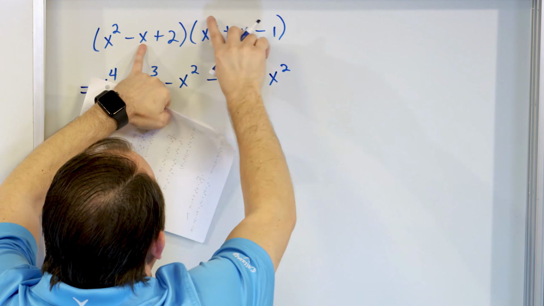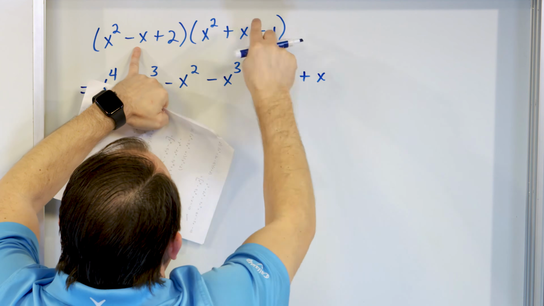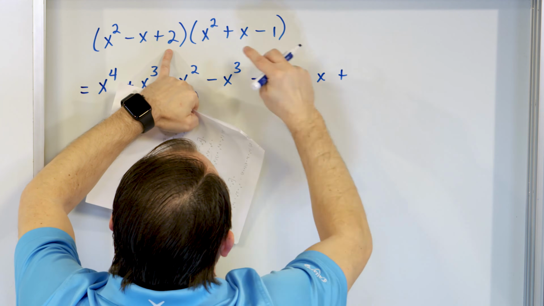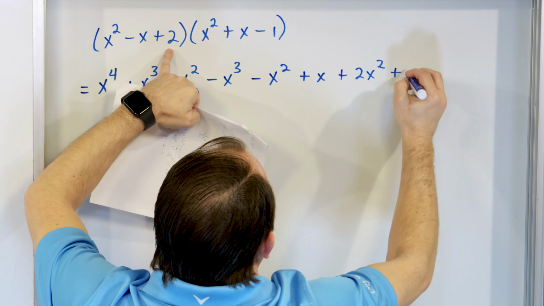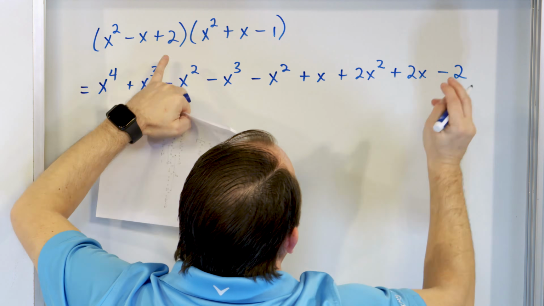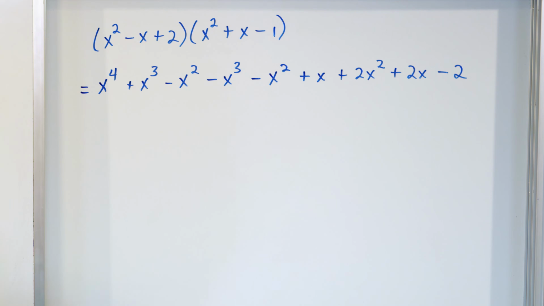Then, whoops, we have one more, times the negative 1. Negative times negative is positive x. X times 1 is x, right? Then we shift here. We have 2 times the x squared, so we get 2x squared. Then we have 2 times the x. Then we have 2 times the negative 1, which makes negative 2 for the final answer. 1, 2, 3, 4, 5, 6, 7, 8, 9 terms, that's what we got.